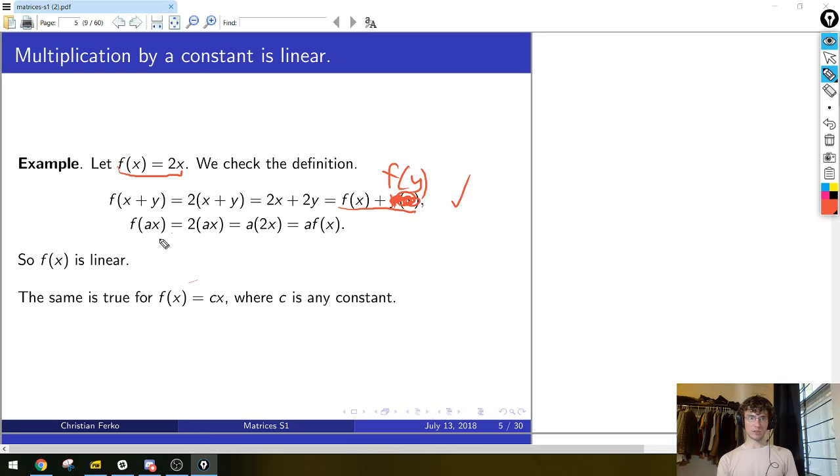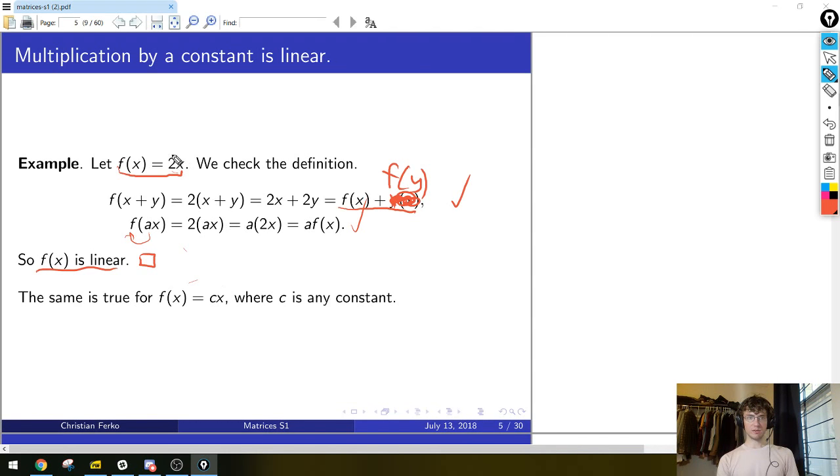Second property, multiplication by a constant. F of a times x, well, you simply double the input, so that's twice a times x. Multiplication commutes, so that's the same as a times 2x, but 2x is the same as f of x. So that's a times f of x, which means you can pull out a constant. So that means both properties are satisfied. And that means this function is linear, which is what we wanted to prove.